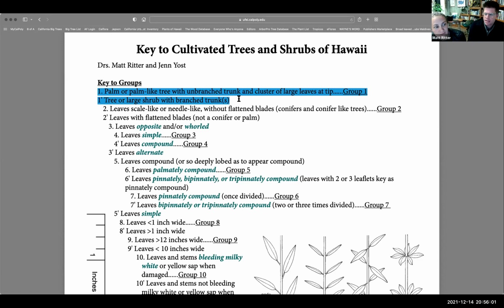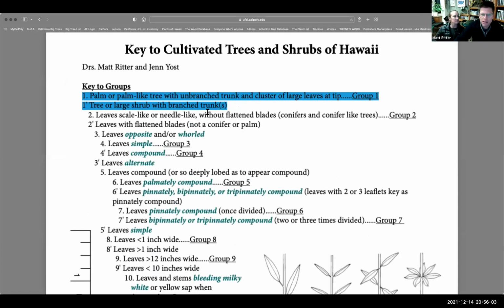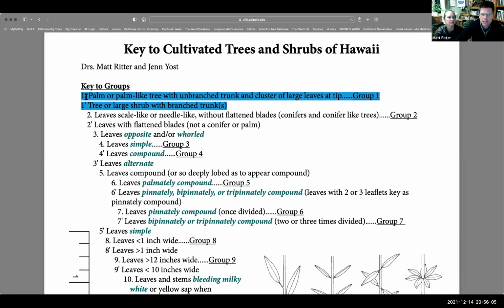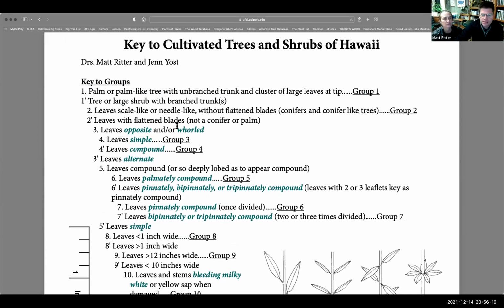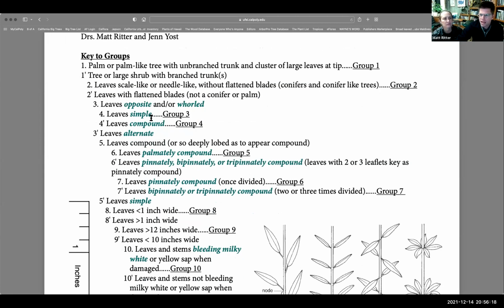In this case, if we went through the same thing here, we would say, is it a palm or a palm-like tree? No, it's a tree or a large shrub with branched trunks. Are the leaves scale-like and needle-like? Is it a conifer? No, the leaves are flattened blades. And then we would come to those questions that we asked you about. Are the leaves opposite or are they alternate? So you choose 3. Let me say something here first.